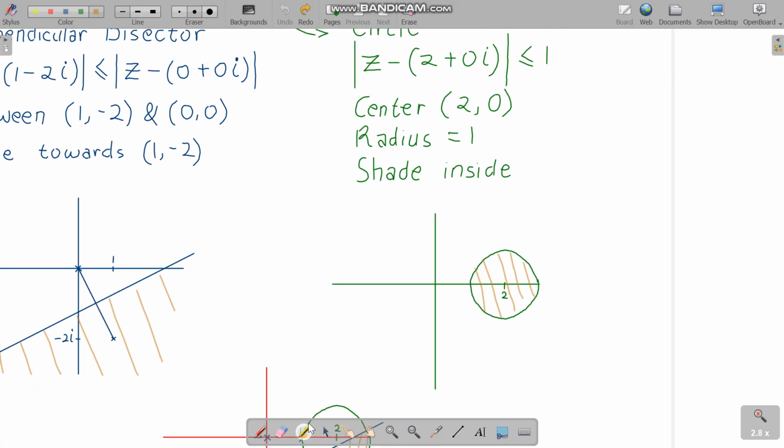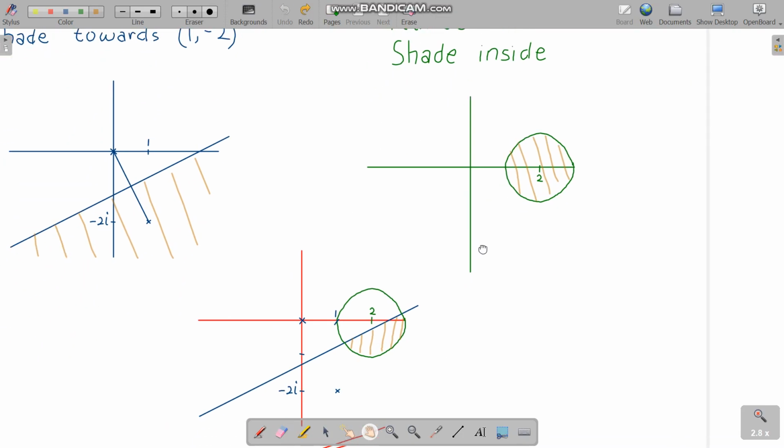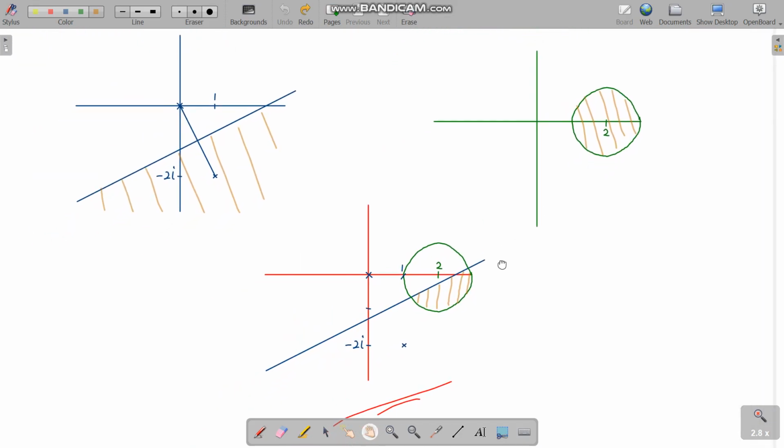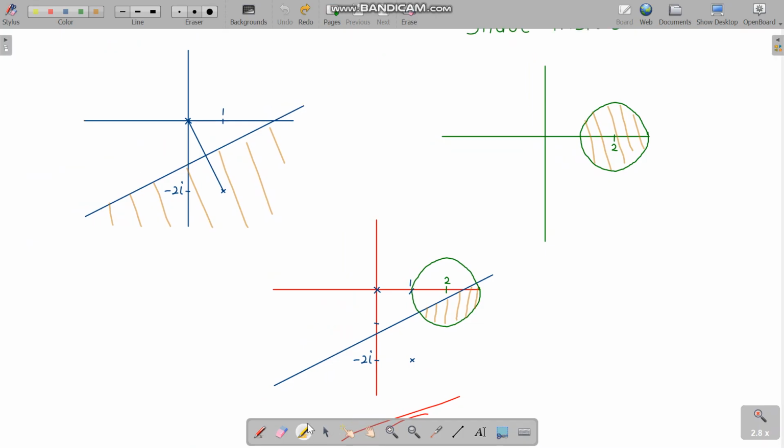So this is the center of the circle, the radius is 1, so it's kind of like this. We shade the inside of the circle. So the final answer is draw the perpendicular bisector and the circle, and shade inside the circle and to the bottom right of the perpendicular bisector. So this is the shaded part.